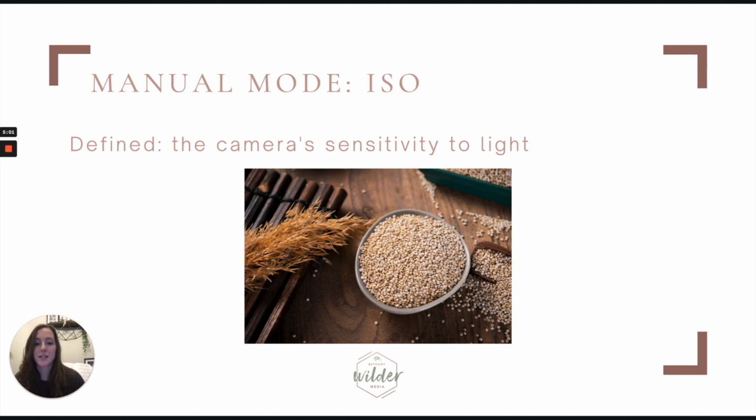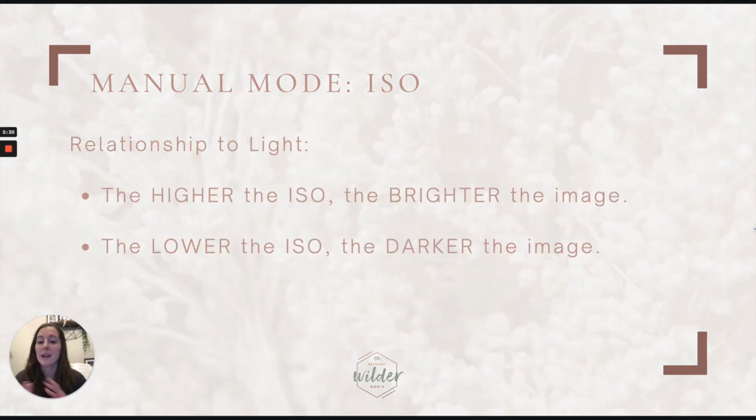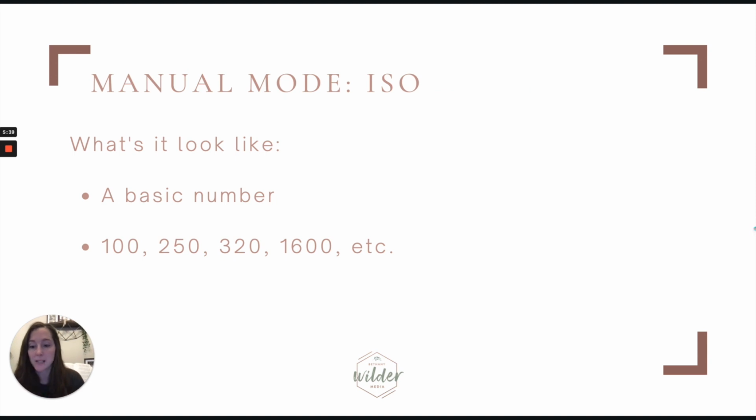Next one is ISO. ISO defined as the camera's sensitivity to light, okay? You might be wondering why there's a picture of grain here. That's because ISO affects, have you ever seen a picture that's grainy? I realize that it's not this kind of grain, but maybe you'll remember it now. So ISO affects the camera's sensitivity to light, giving you brighter images or darker images, grainier images, or less grainy, more quality. Its relationship to light is probably the most simple. The higher the ISO, the brighter the image. The lower the ISO, the darker the image. And the way that it looks is just a basic number. So 100, 250, 320, 1600, etc.